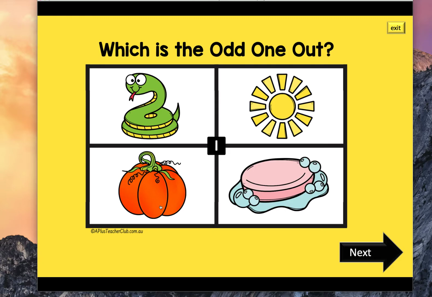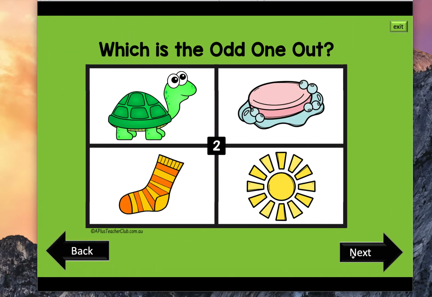Let me just show you what happens if they click the pictures. If they think the snake was the odd one out and they click it, you'll get that metal clanking sound, and same for the sun and same for the soap, and nothing happens to the slide. You don't move on. But if they click pumpkin, they get a nice big tick and a nice chime. Then you click on next to get to the next activity slide, and the same thing happens.